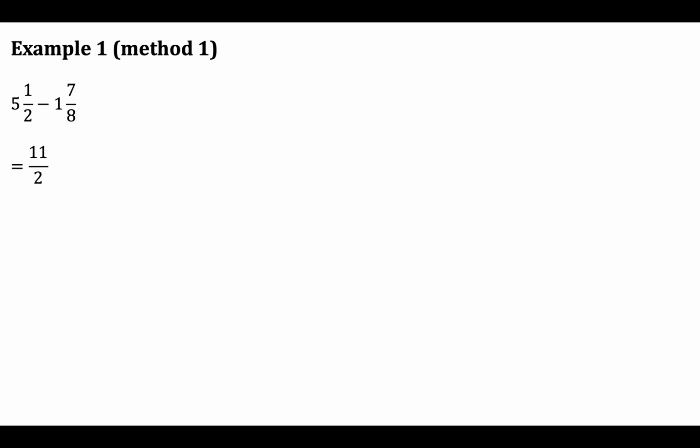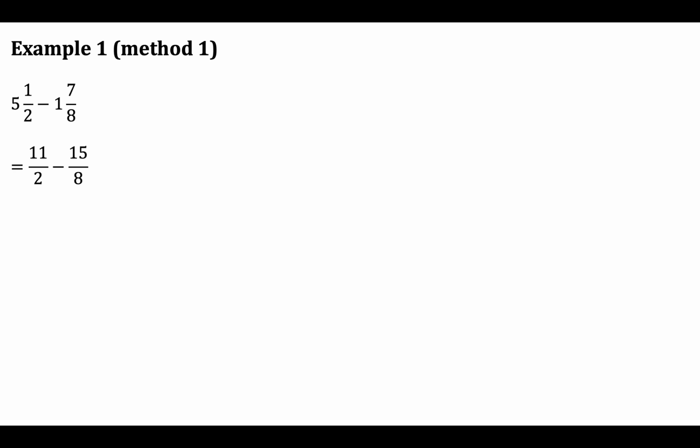So from before we can change these into improper fractions. So we know that 5 1/2 is the same as 11 halves. And 1 7/8 is the same as 15/8. Giving us 11 halves minus 15/8. Now we can't subtract these just yet because they have different denominators.